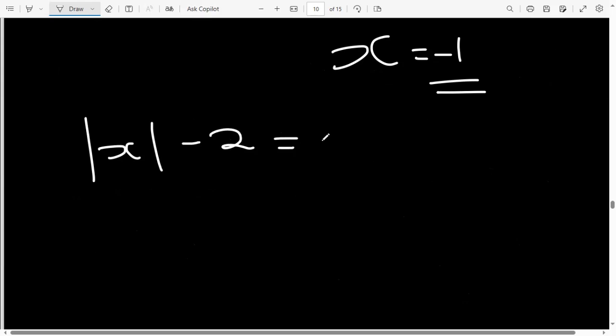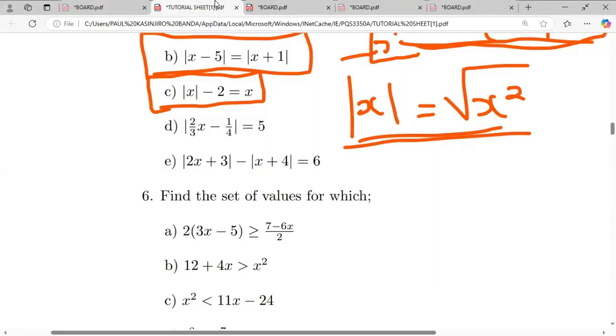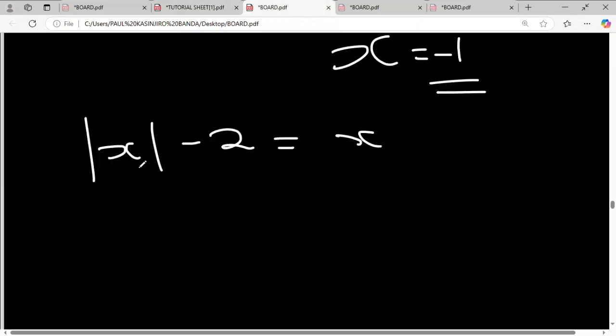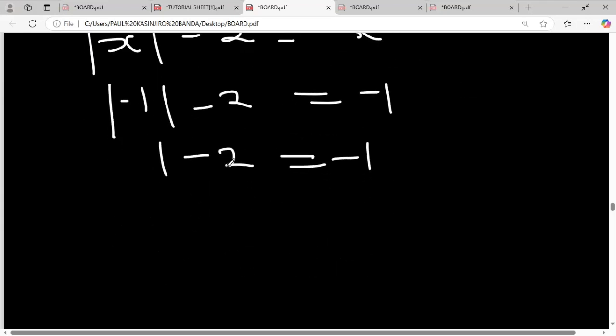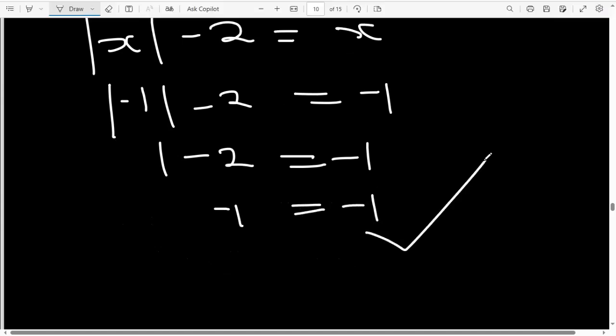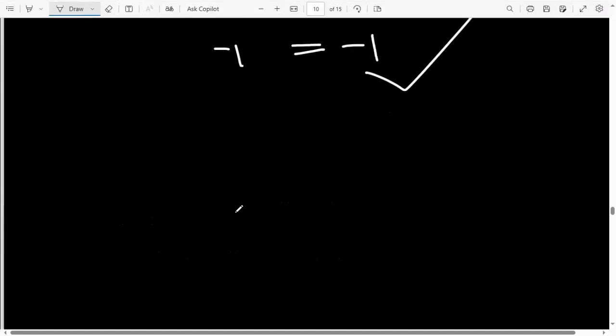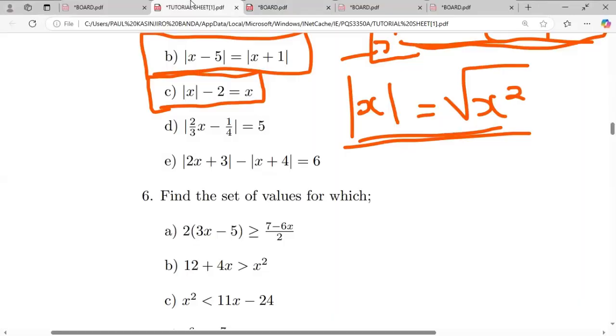Minus 2 is equal to x. Was it the right equation? Yeah. Okay, so modulus of minus 1, minus 2 is equal to minus 1. So modulus of minus 1 will just be 1, minus 2, which is equal to minus 1. And we see that 1 minus 2 is minus 1, which is equal to minus 1. So minus 1 works. Okay, and then we go to the other question, which is D.